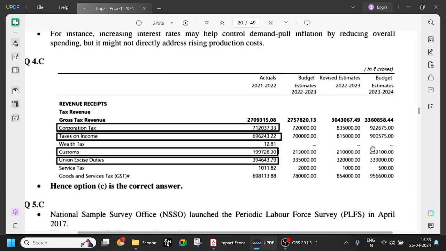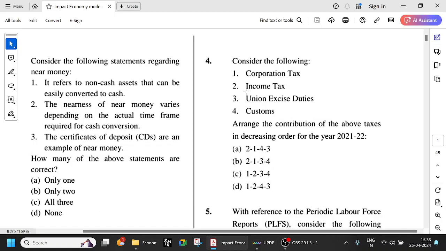So try to remember the figures also if you can. And what is this? Goods and Service Tax. GST is almost 9,56,000. That is the highest. So if GST is also there, then you have to put GST number one, right? Anyway, within this we have seen. Now what is the question?